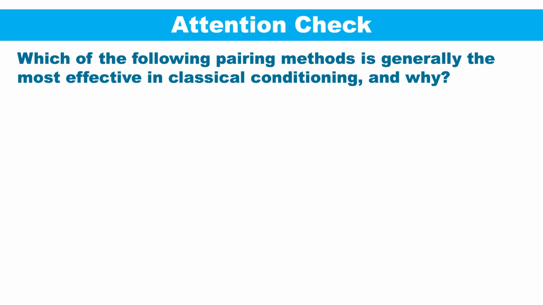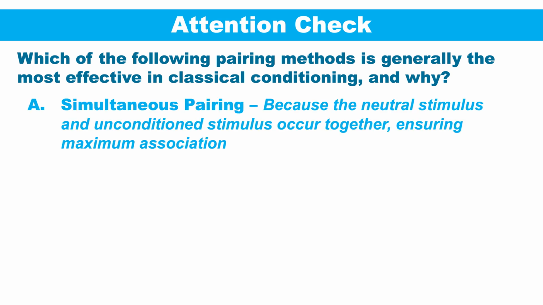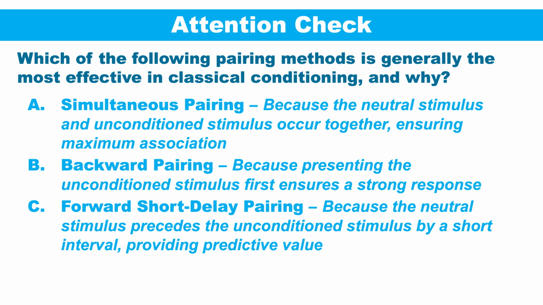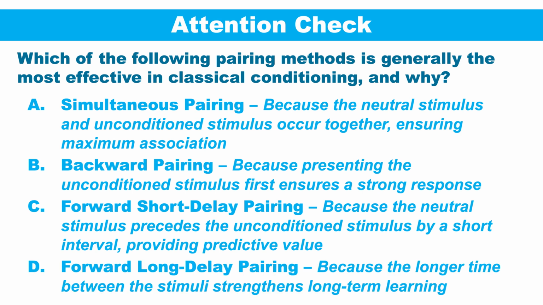Let's do an attention check question. Which of the following pairing methods is generally the most effective in classical conditioning, and why? Simultaneous pairing, because the neutral stimulus and unconditioned stimulus occur together, ensuring maximum association. Backward pairing, because presenting the unconditioned stimulus first ensures a strong response. Forward short delay pairing, because the neutral stimulus precedes the unconditioned stimulus by a short interval, providing predictive value. Or forward long delay pairing, because the longer time between the stimuli strengthens learning.